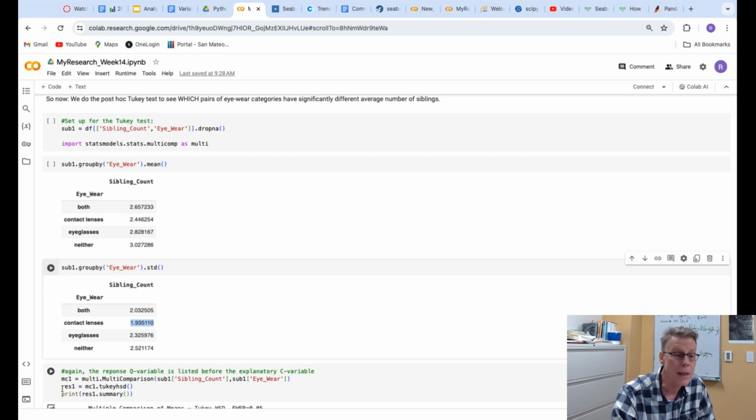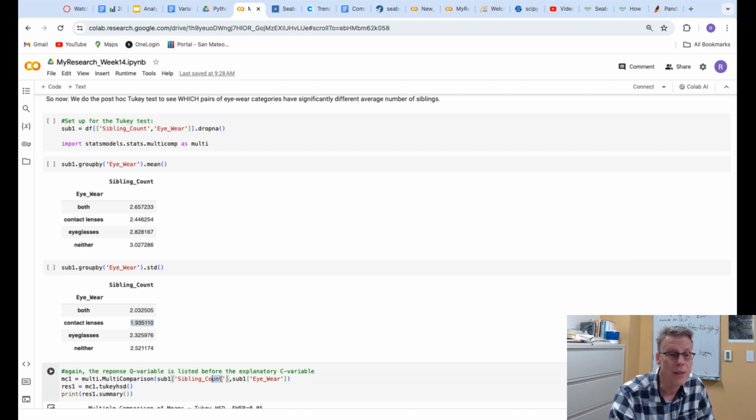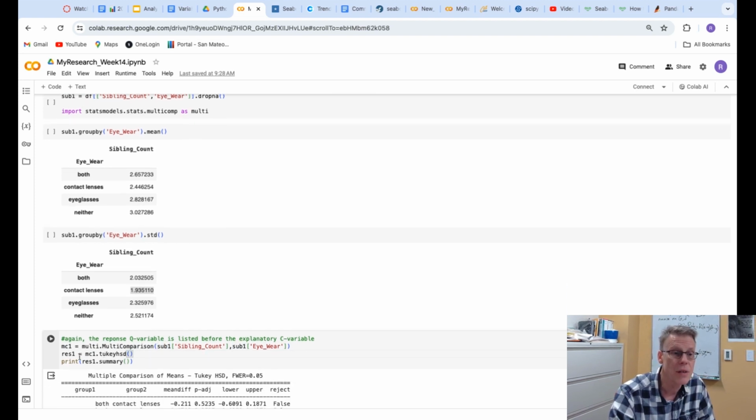So there's, again, 3 lines, and the order that you do this stuff is important. So again, the quantitative variable comes first, and the categorical variable comes second. And notice instead of DF, I'm using sub 1. But once I have that MC1, then I just say, hey, do the Tukey on that, and then print these results where you've done the Tukey.